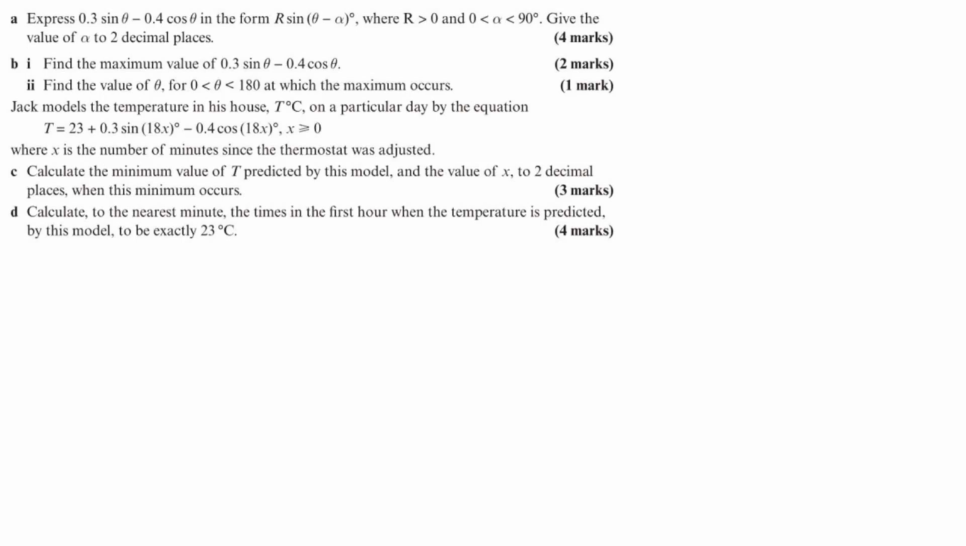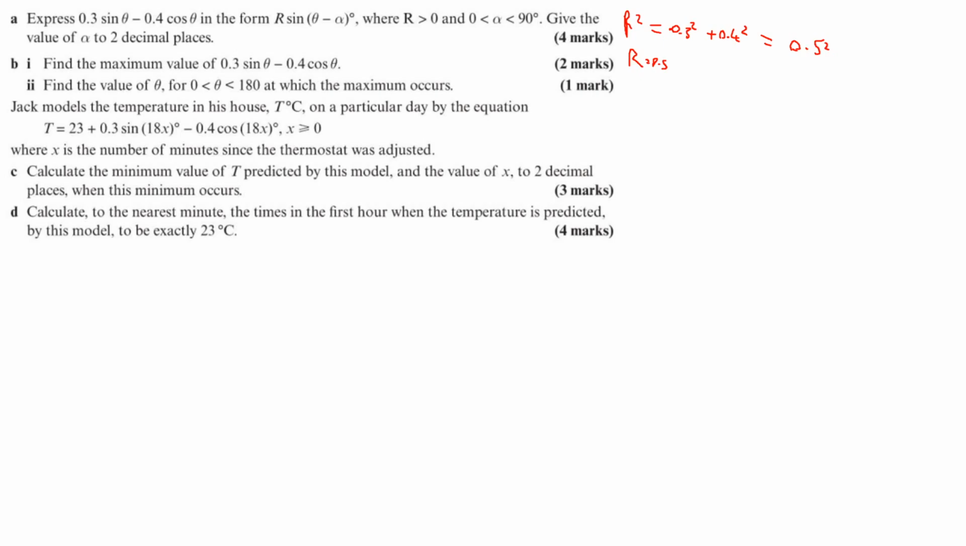Express 0.3 sine theta minus 0.4 cos theta in the form r sine (theta minus alpha), where r is greater than 0 and alpha is between 0 and 90. Okay, so as we know, r squared is equal to 0.3 squared plus 0.4 squared, which is equal to 0.5 squared. So r is 0.5.